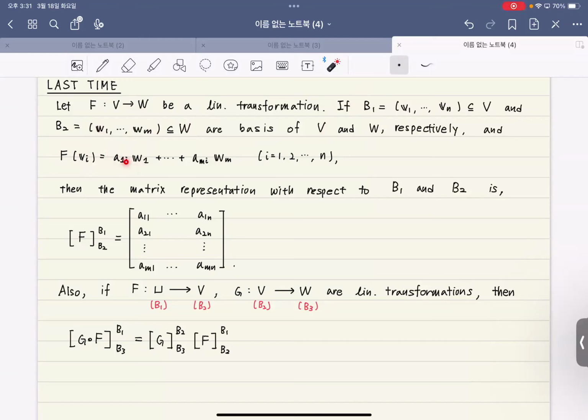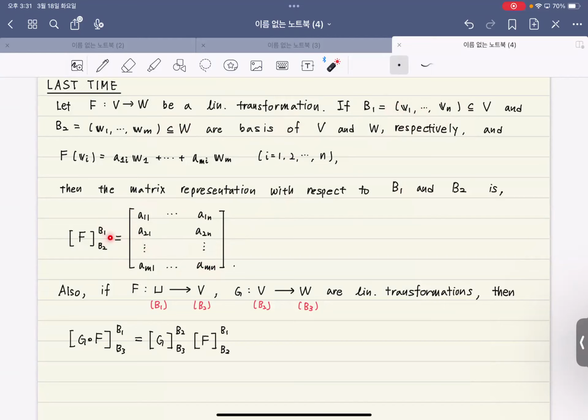can be written in terms of the basis vectors W1 to Wm. And then in that case, the matrix representation of this linear transformation with respect to the bases B1 and B2 can be written like this, which is an m by n matrix. The row number is the dimension of the codomain, and the column number is the dimension of the domain.